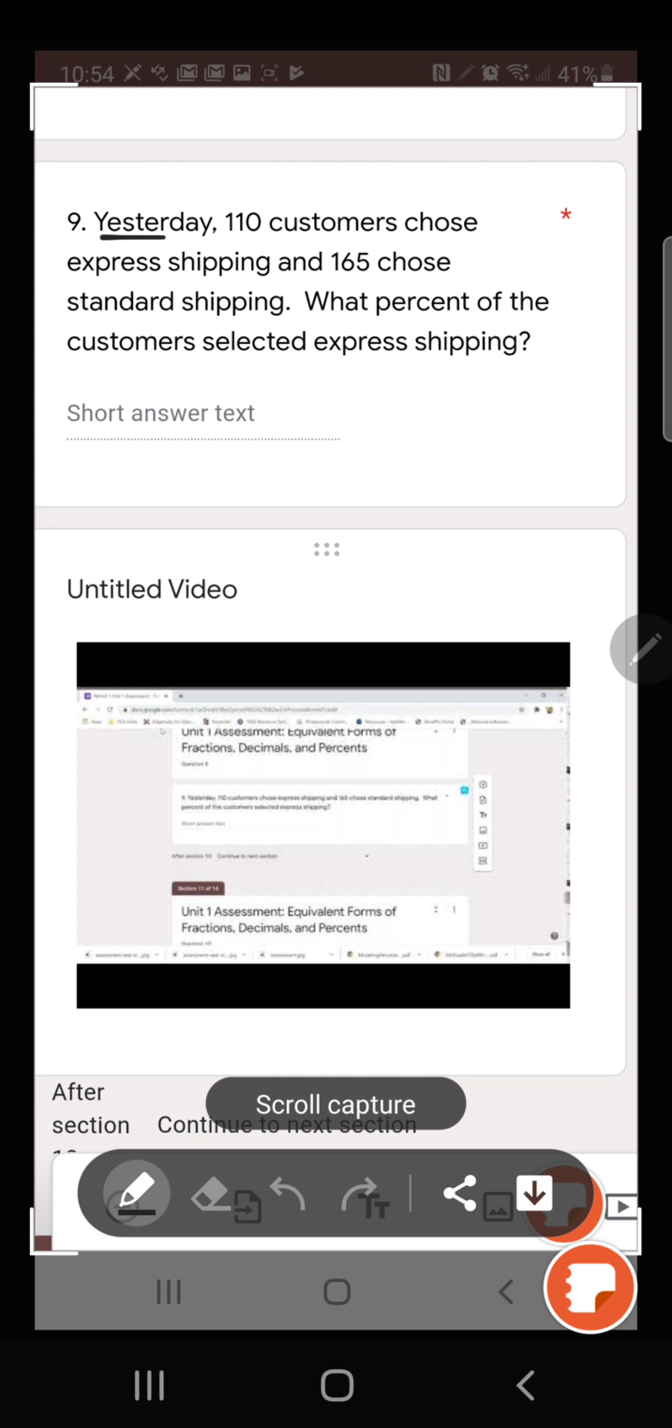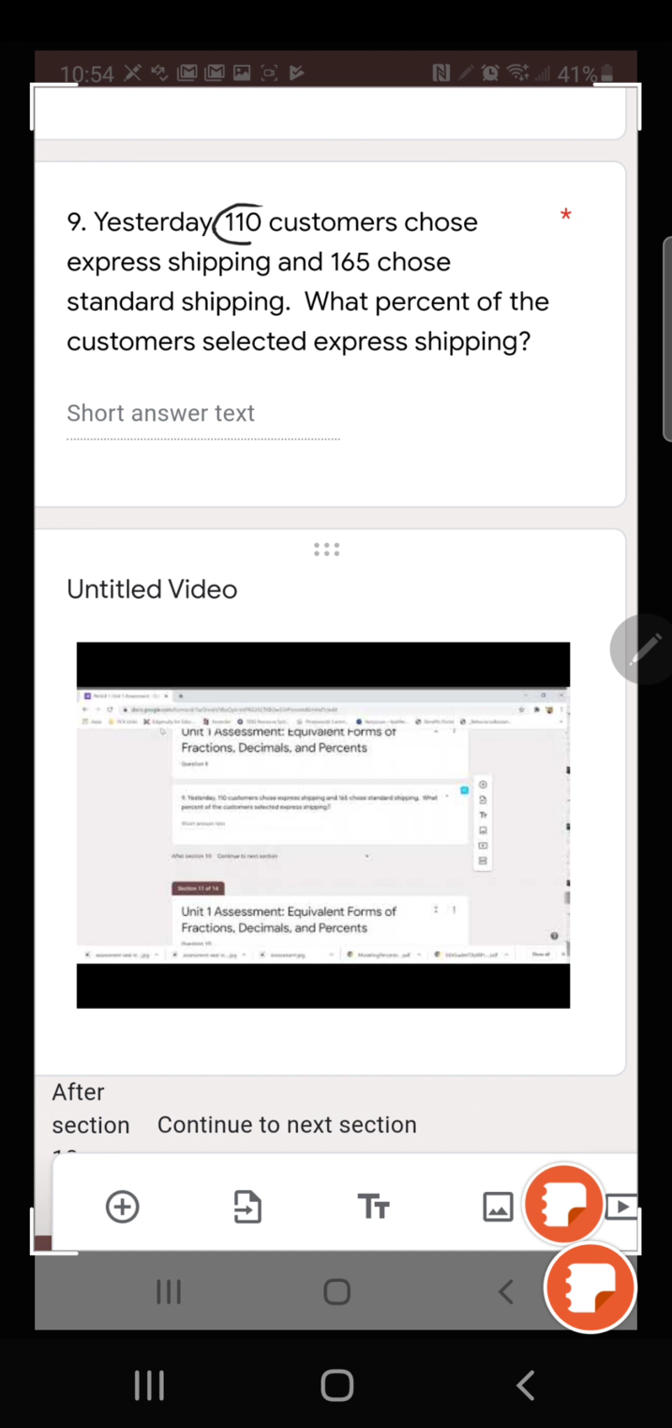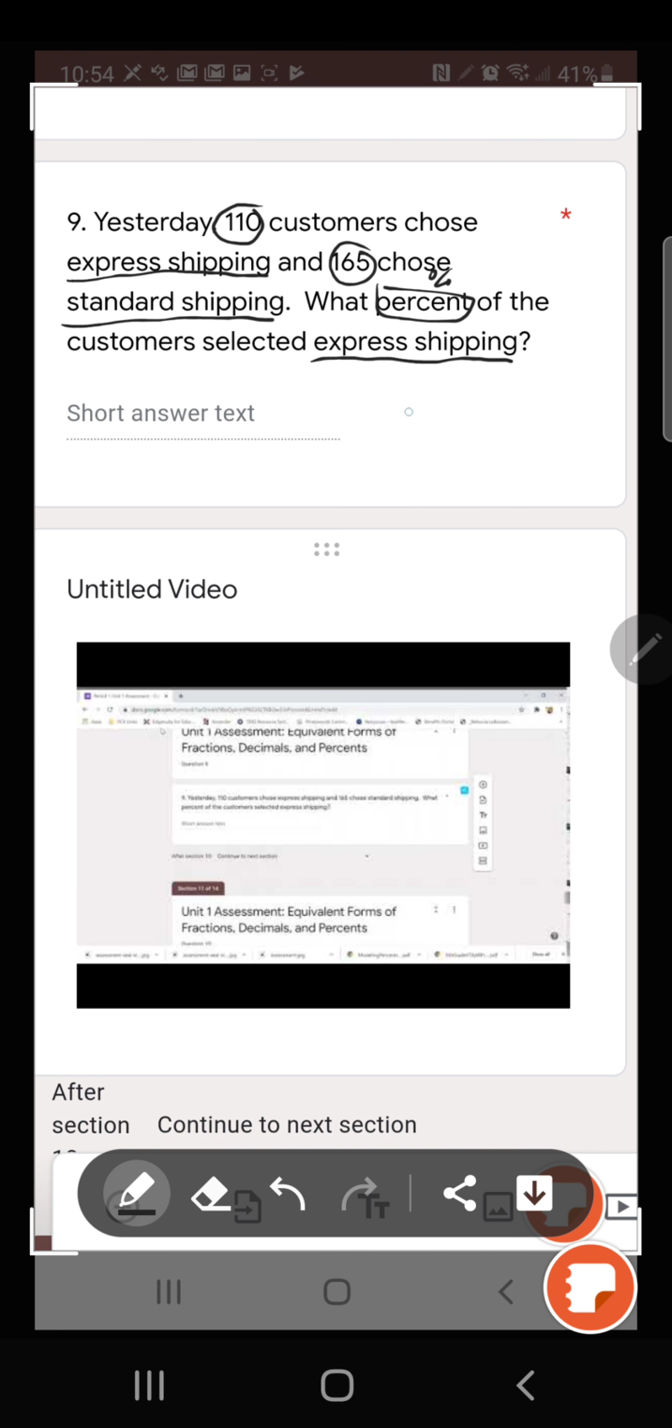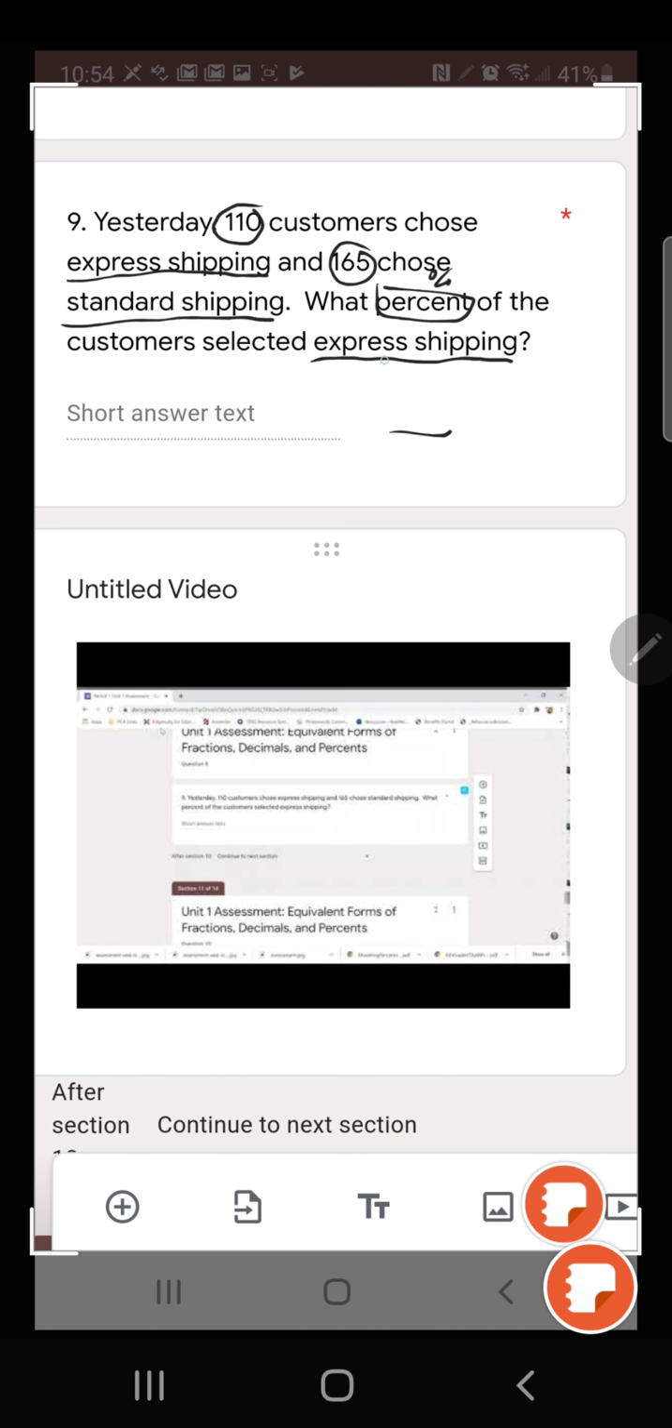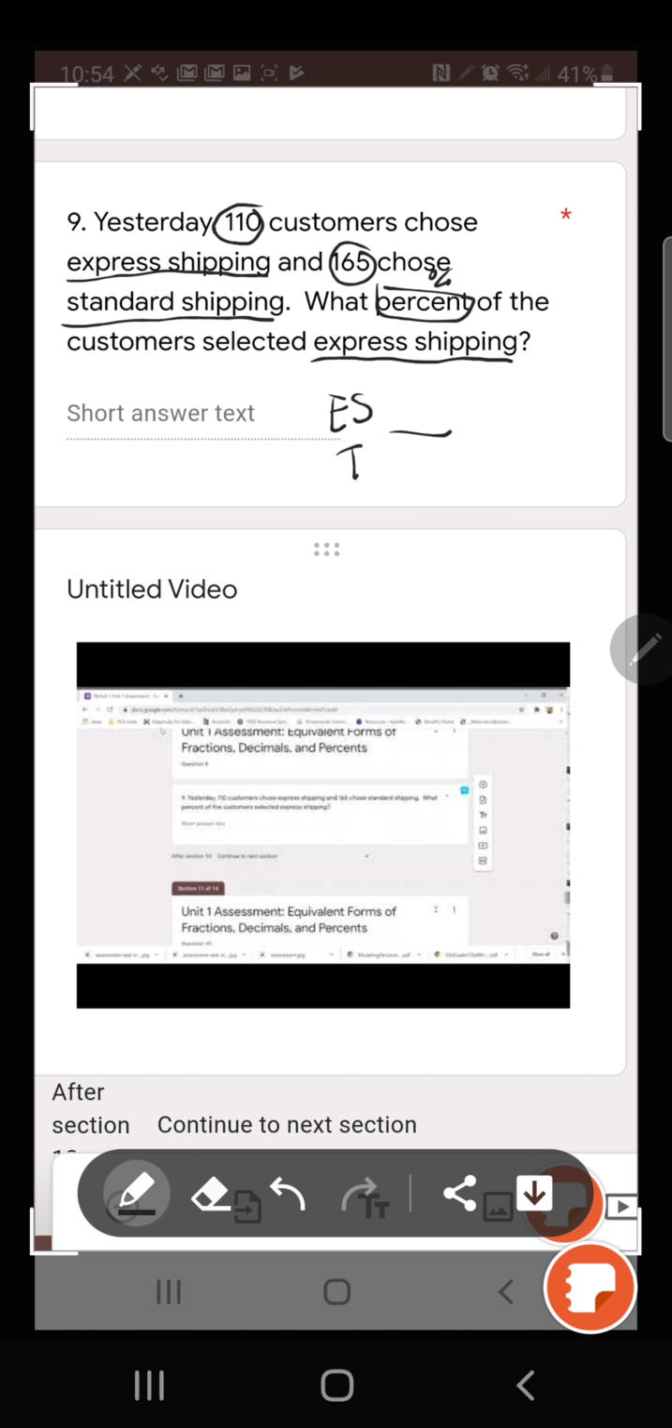Okay, so for number 9, it says yesterday 110 customers chose express shipping and 165 chose standard shipping. And it's what percent? So I'm looking for a percent of the customers selected express shipping. So I'm going to write it as a fraction first. I want to know the customers who chose express shipping out of the total amount of customers I have.